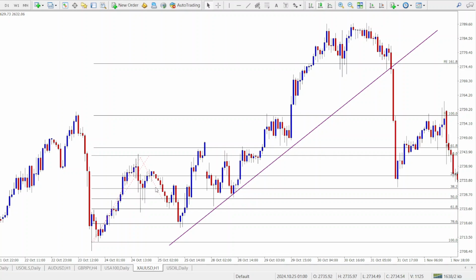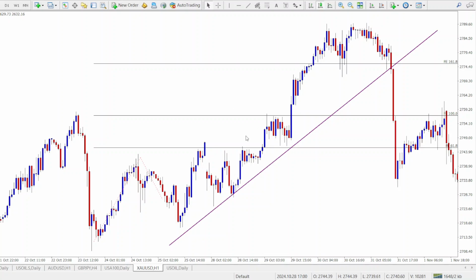But the Fibonacci expansion tool predicts potential price targets, potential levels where the price will get to if the trend continues. So both the Fibonacci retracement and the Fibonacci expansion tools are important. Okay, so here is how it works.